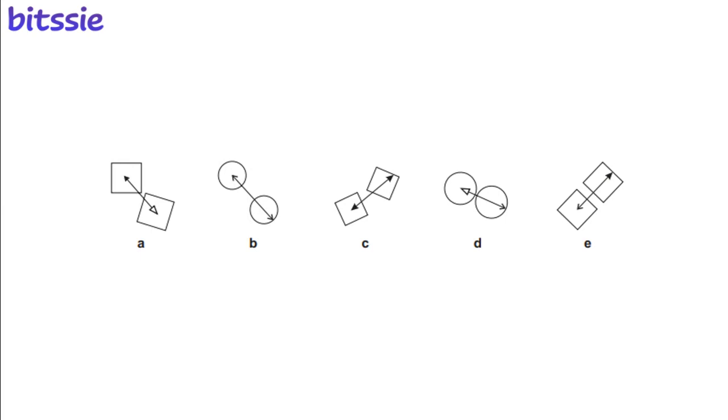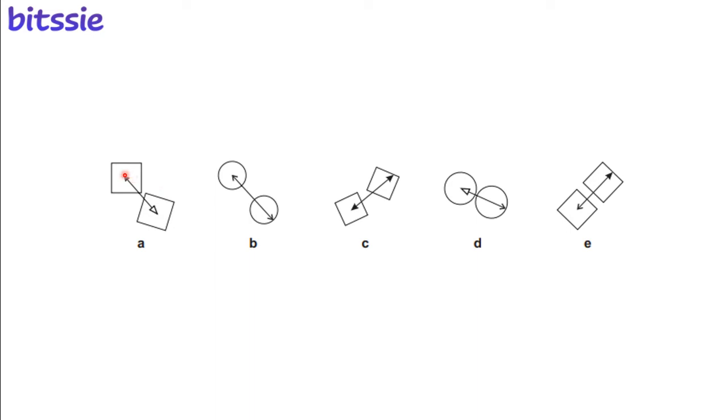Here we have some shapes with some arrows pointing between them. Let's analyse the shapes to see if we can find an odd one out. In picture A we have 2 squares. Picture B has 2 circles. C has 2 squares, D has 2 circles, and E has 2 squares. Therefore, there is no clear odd one out yet, because there are 3 pictures with squares and 2 pictures with circles. Next, let's look at the arrows to see if there's an odd one out there.